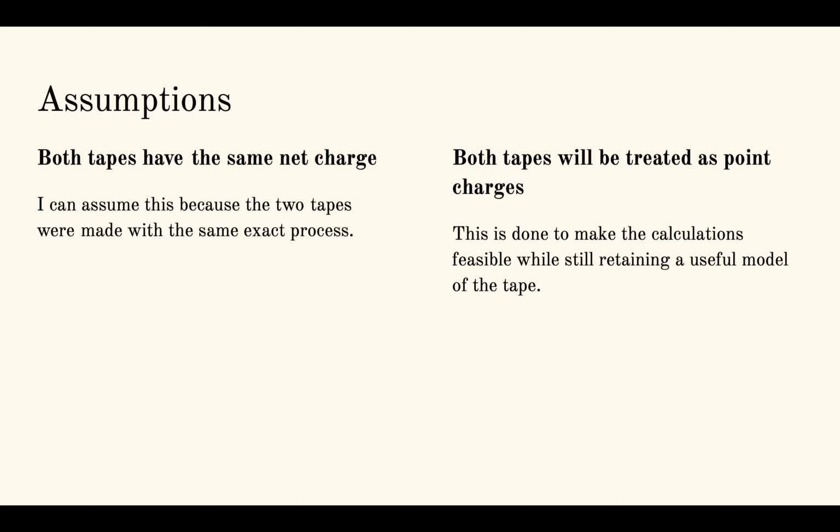In this experiment and in doing the calculations, we have to make some assumptions. Both tapes have the same net charge. We can assume this because the two tapes were made in the same process. Both tapes will be treated as point charges. This is done to make the calculations easier and still a useful model. And also we will assume that there's no air resistance.